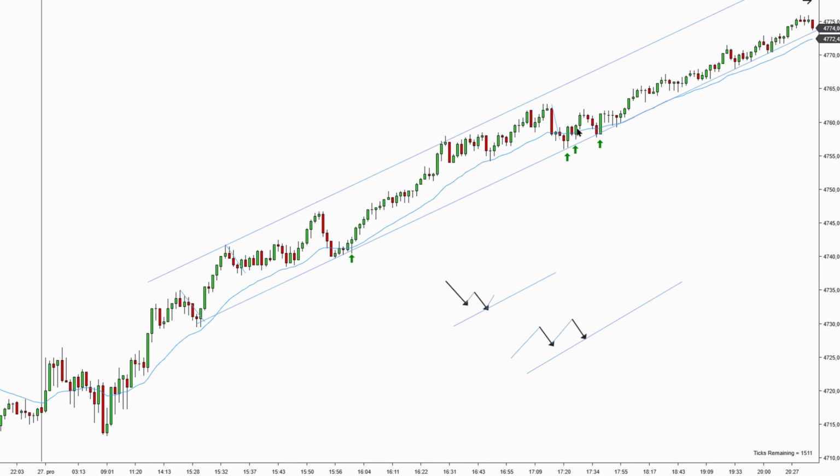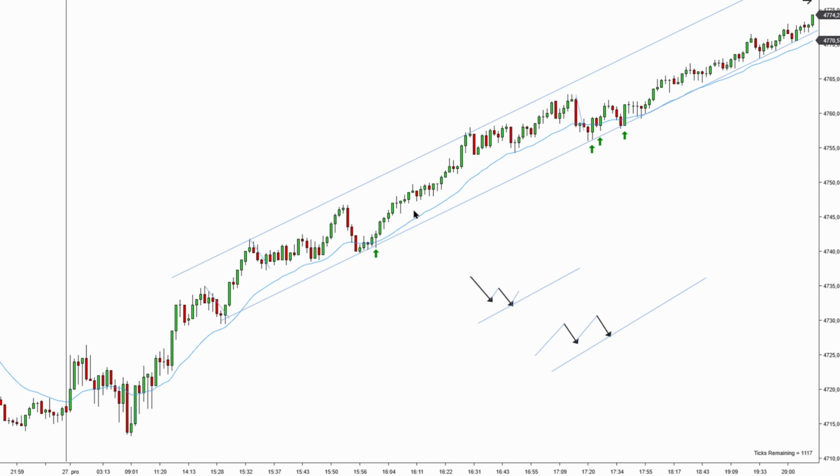All right, but I went long here and you saw me posting the runner. How did I survive this? Because normally you put the runner at break even and the runner came back and it would have stopped me out at break even. But I took a look at this entire structure. I saw how many first entries are working and it told me that this is a really strong uptrend.